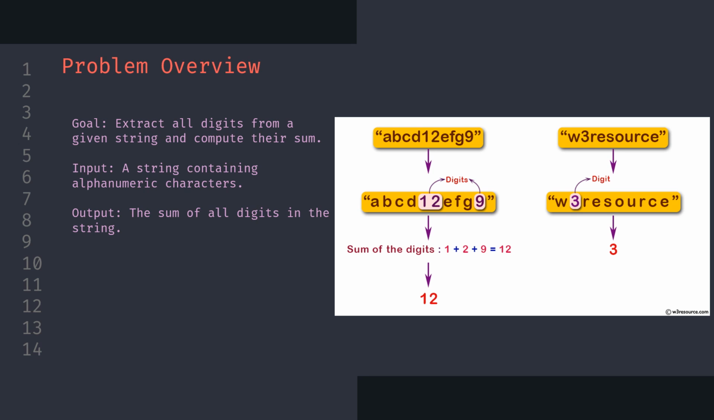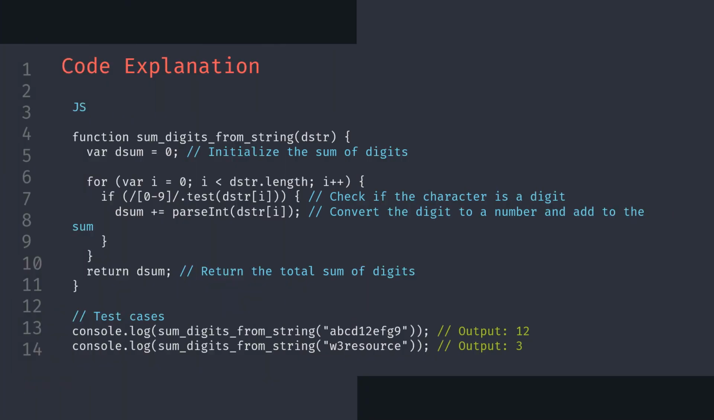For example, in the string ABCD 12 EFG 9, we find the digits 1, 2, and 9, and the sum is 12. Similarly, in W3 resource, the only digit is 3, so the output is 3. This helps us practice string manipulation and type conversion in JavaScript. Here's the code to solve this problem.